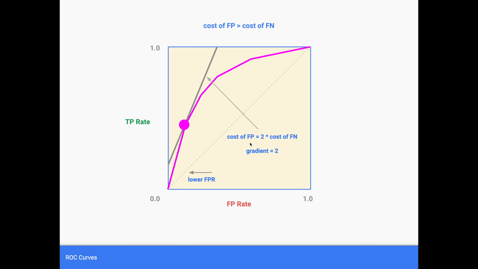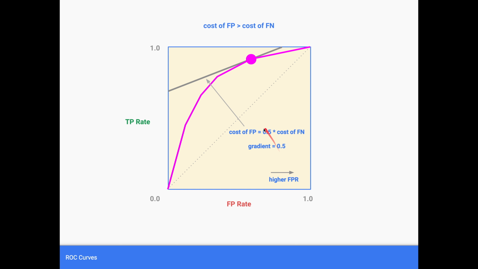We can do the inverse as well. We can say actually the cost of a false positive is half the cost of a false negative. We might want to avoid false negatives, and here the gradient then is a half, if that's the ratio. And then you can see intuitively it's correct, it moves more to the right. We can afford more false positives because they don't cost us so much, and we can increase our true positive rate.